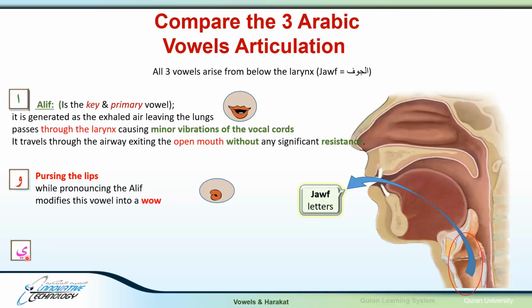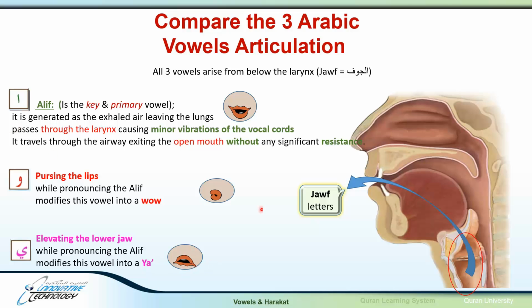Similarly, the e is a modified a. If we take the a and elevate our lower jaw while pronouncing the a, it will be modified into a ya. Let's try. Elevating the lower jaw up while pronouncing the a. E is produced by elevating the lower jaw while pronouncing the a. So the a is clear. A. Take an a and purse your lips, it will produce an oo. Take an a and elevate your lower jaw, it will produce an e.